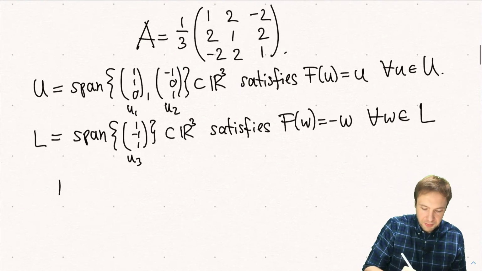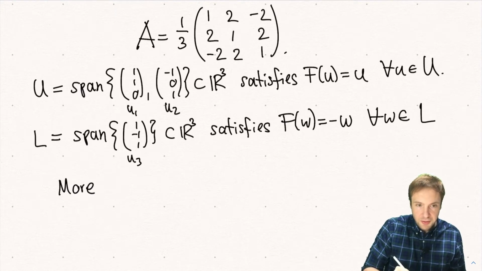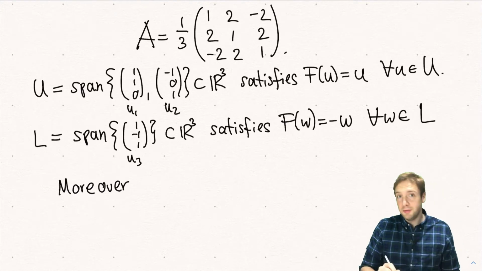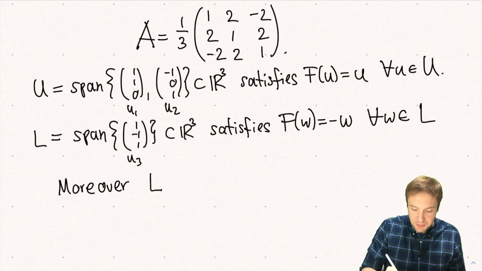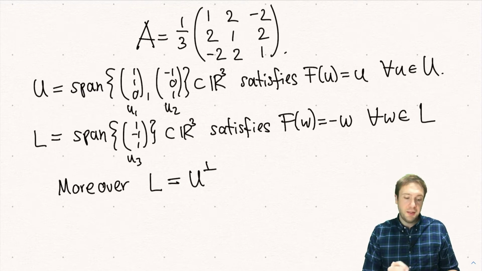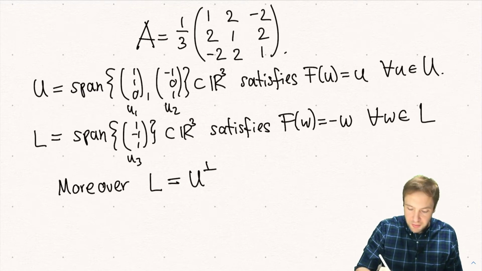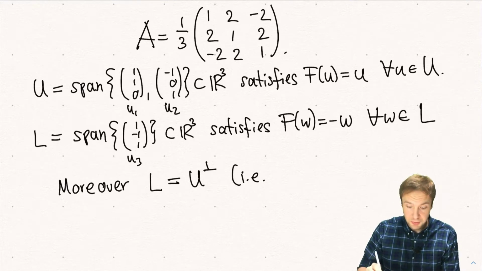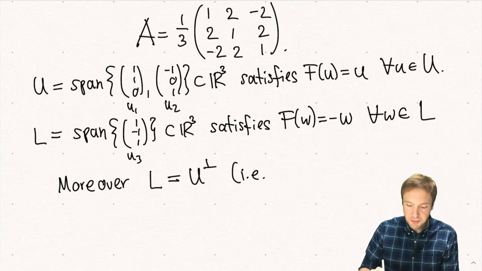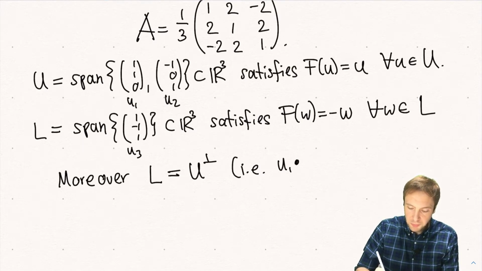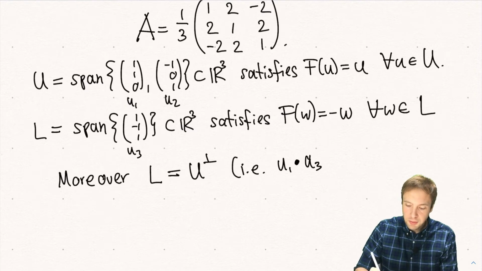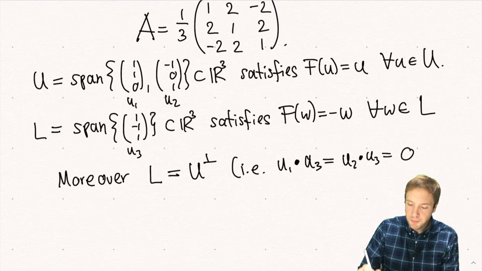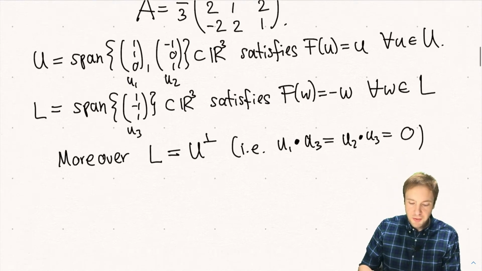And this we did in linear algebra 1. There we defined the orthogonal complement, and in this case the orthogonal complement of this space U is actually this L. So this means that all vectors in U are orthogonal to L, and this we just need to check for the basis elements. So you can check that if you take the dot product of u1 with u3, this is the same as the dot product of u2 with u3, and both of them are just 0.